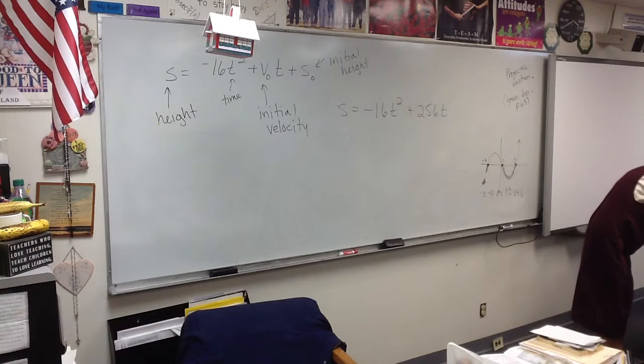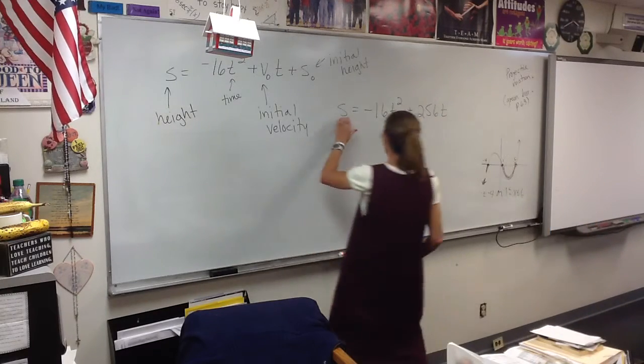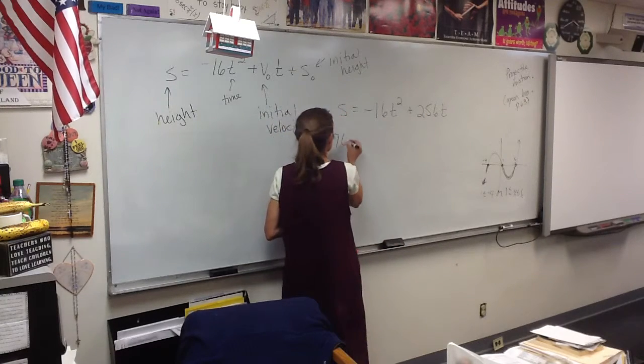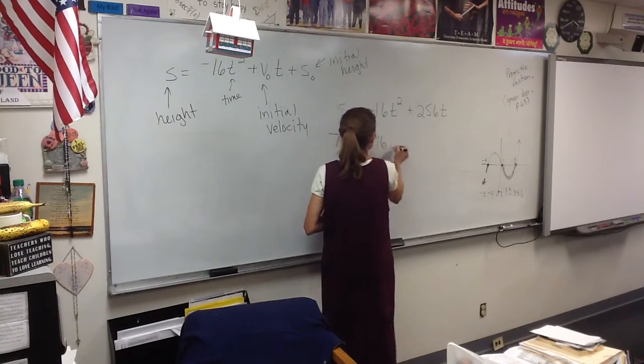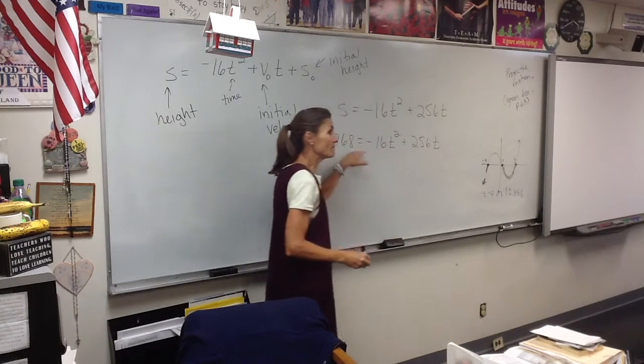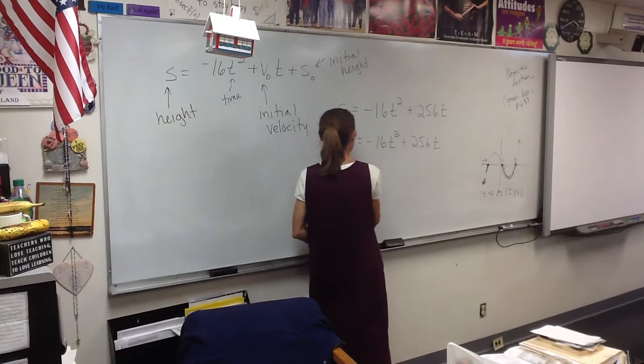Now, when will the projectile's height above the ground be 768? So 768 goes here? Yeah. So 768 equals negative 16t squared plus 256t. Everybody okay? What kind of equation is that? Quadratic. Let's get it set equal to 0.